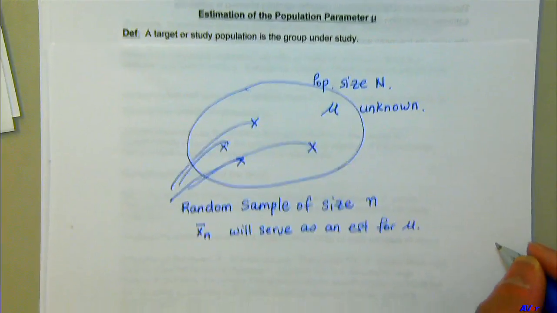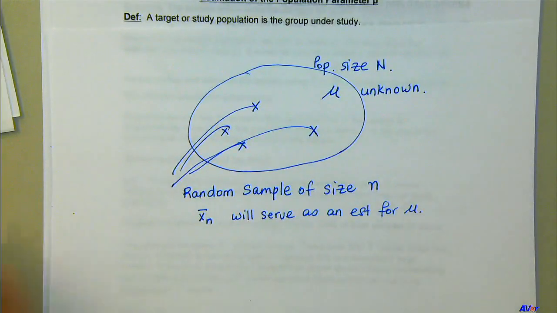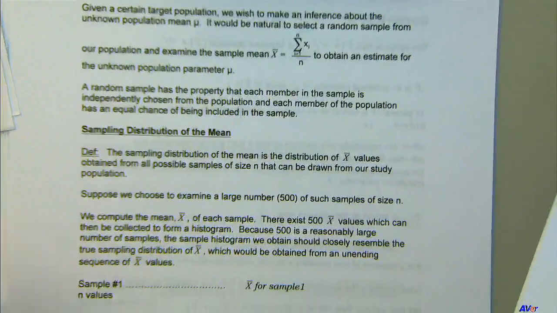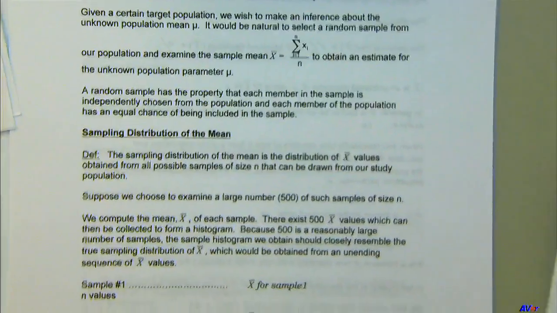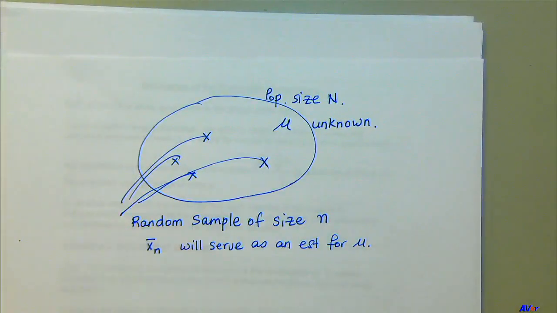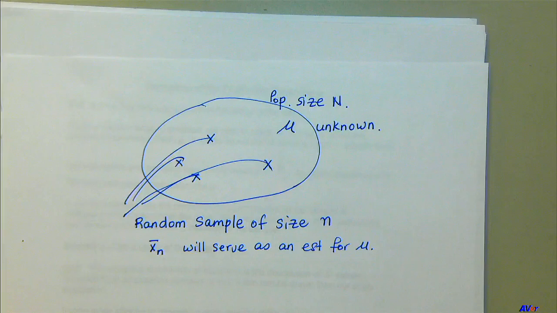So I'm here on page 9, and I would like to start building a distribution of all the x bars that are possible. Meaning this is just one sample, right? But it's not just one sample that's possible from a population of size capital N. I can have lots and lots of samples, as we know, right? Capital N choose lowercase n different samples are possible.